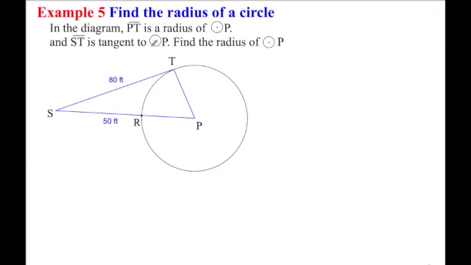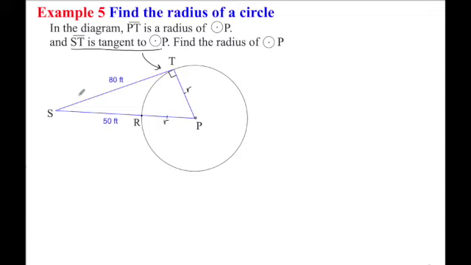Here's another way to look at that same kind of problem. We're given the same information. PT is a radius, circle P, this is the center then. ST is tangent to P, so we know this is a tangent this time. So we're given that it's a tangent. Find the radius of P. So the radius is not known, but one thing we know is that this information, ST is tangent to circle P, means we have a right angle. Now we're going to just use this property and the fact that those are two radii of the same circle.